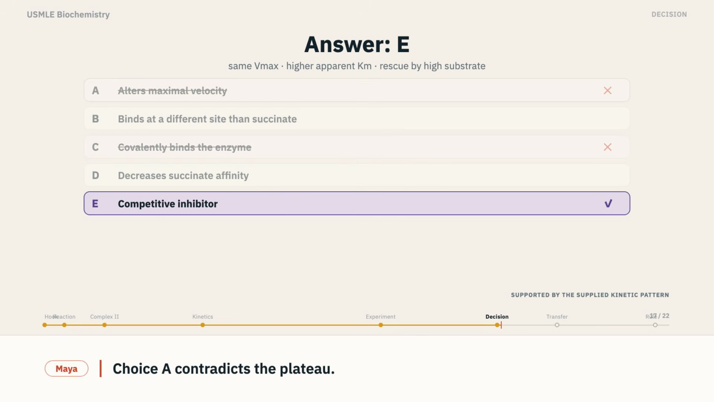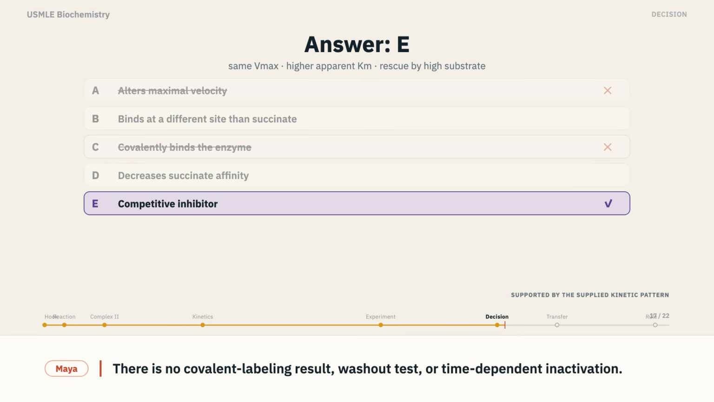Choice A contradicts the plateau. The maximal velocity stays near 400 in both conditions. Choice C adds a mechanism the experiment never measured. There is no covalent labeling result, washout test, or time-dependent inactivation. The preserved Vmax and substrate rescue also do not fit a simple model in which active enzyme has been permanently removed.